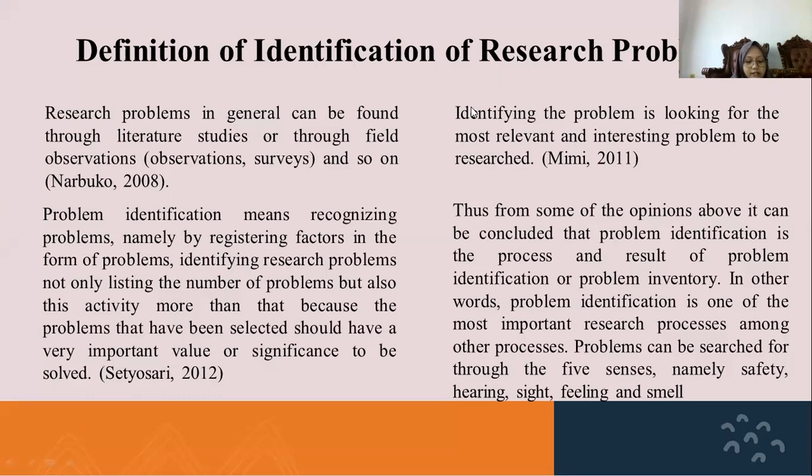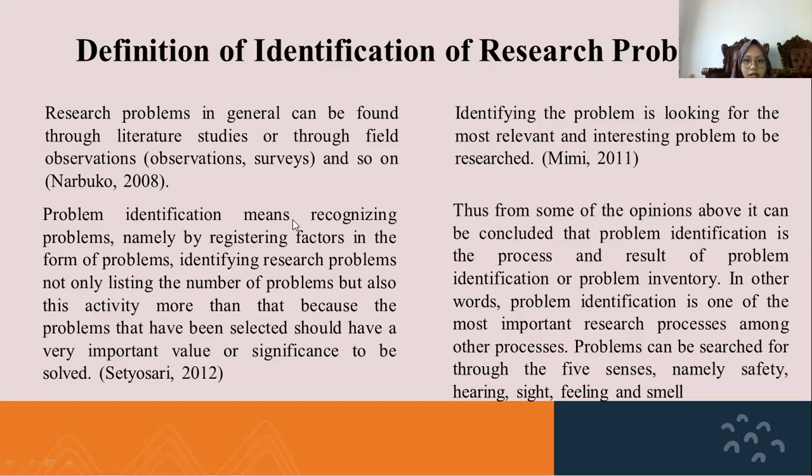problem identification is one of the research processes that is arguably the most important among other processes. The research problem will determine the quality of a study, and it also determines whether an activity can be called research or not. According to Norbucco 28, research problems in general can be found through literature studies or through field observation, namely observation, surveys, and so on.